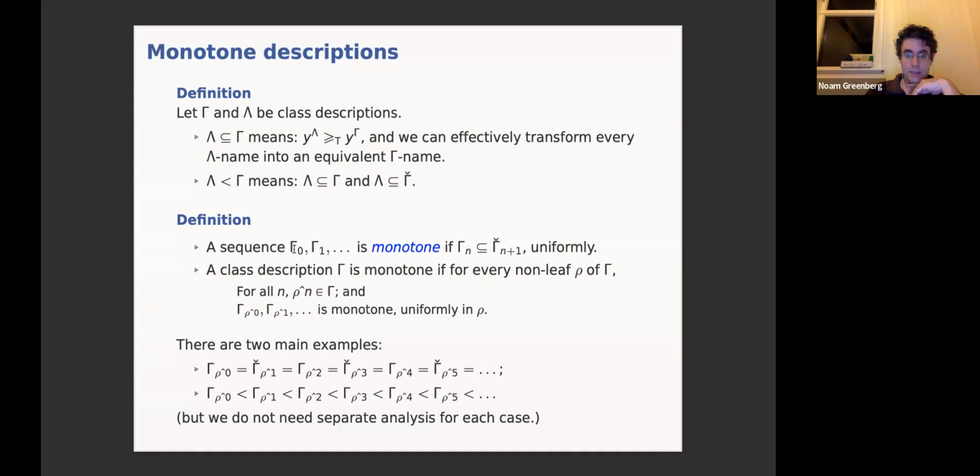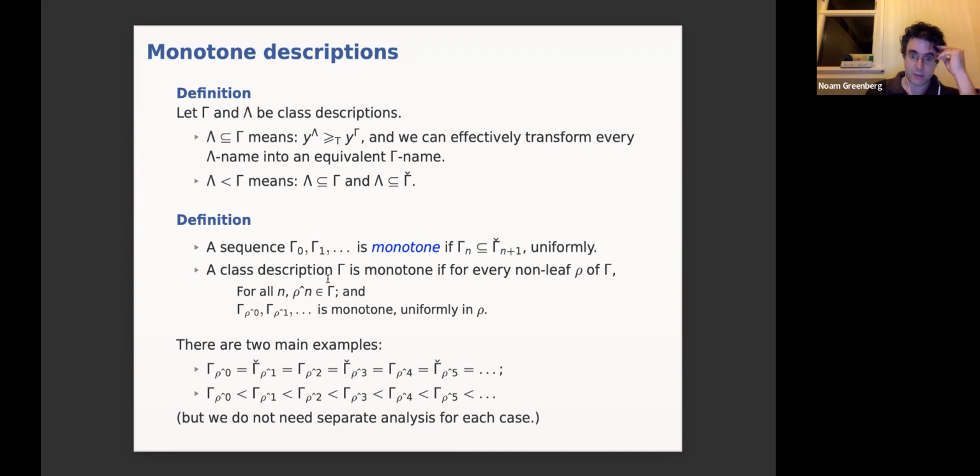A sequence, an infinite sequence of classes is monotone. It should be monotone alternating, but we don't have that. This is the only kind of monotone we're using, so we kept it short. Monotone if gamma n is contained in the dual of gamma n plus 1.